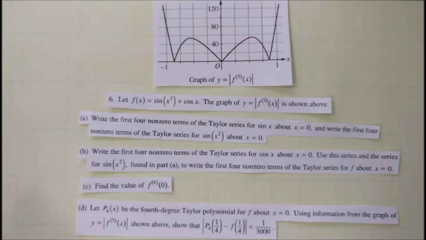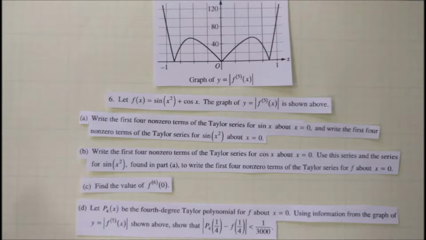So, question 6, let f of x equals sine of x squared plus cosine of x. The graph of y equals absolute value of the fifth derivative of f of x is shown above. Well, that's a lot of information, but let's start breaking it down. Don't get scared yet. Let's look at the first question.